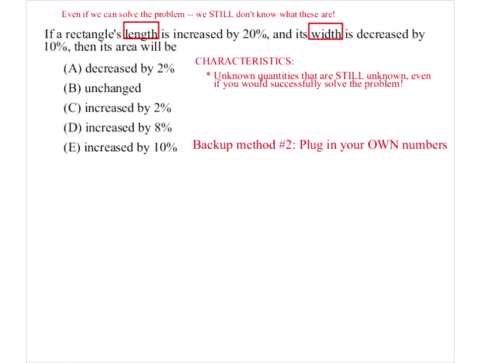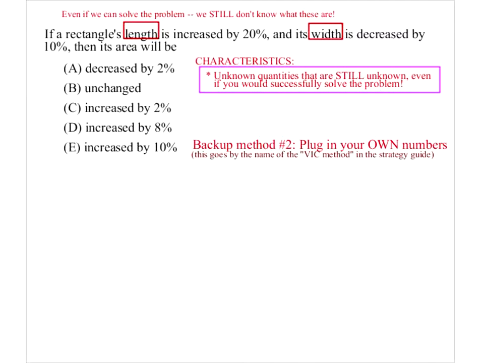But what I want you guys to know is that the name VIC is sort of unnecessarily limiting here, because VIC stands for variables in the choices, and this doesn't have any variables in the choices, and we can still do it this way. So this is the point: when you've got unknowns that are still unknown even at the end, you can just pick them yourself. So here's the way it works.